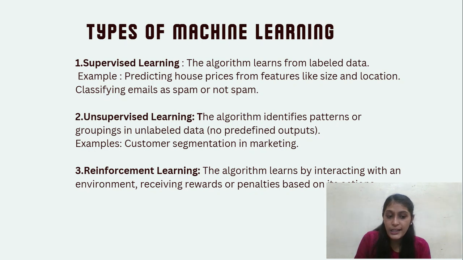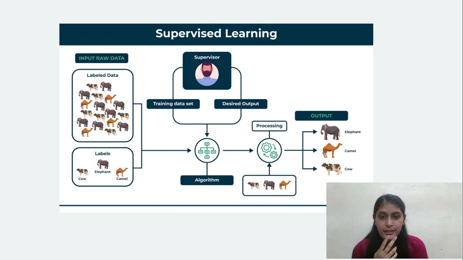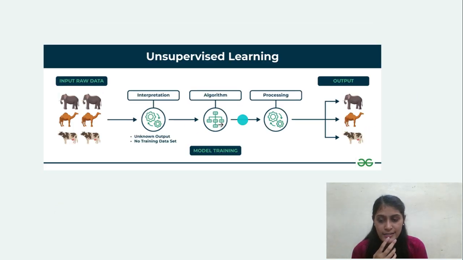Then we have unsupervised learning. In unsupervised learning, we provide unlabeled data to the machine, and it will identify different patterns and group the unlabeled data. For example, customer segmentation in marketing. Let's see unsupervised learning. Here also we provide the data, but this data is unlabeled. We are not going to tell the machine that this is an elephant or this is a camel.